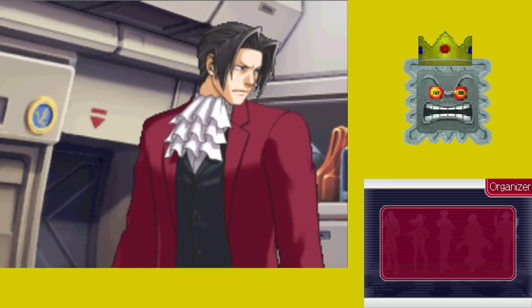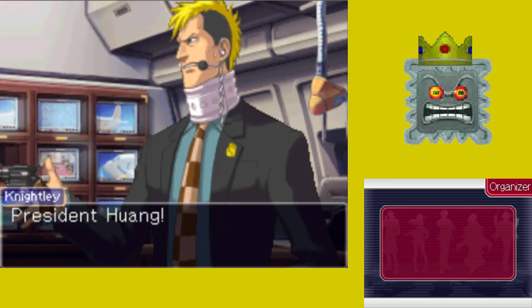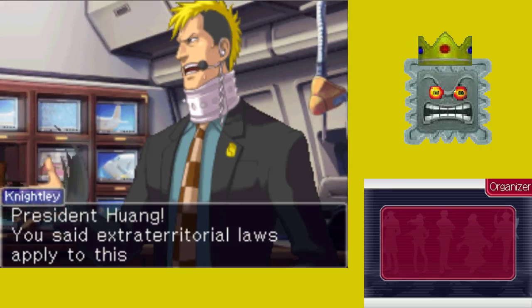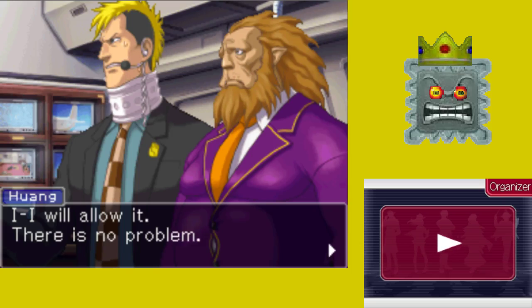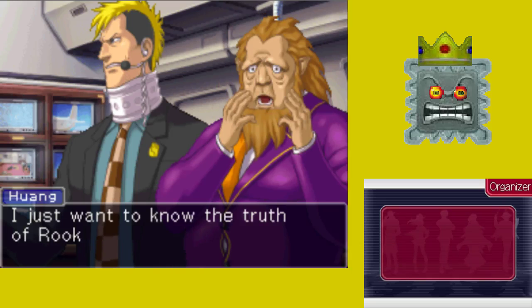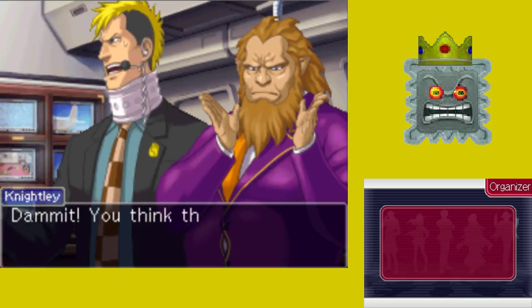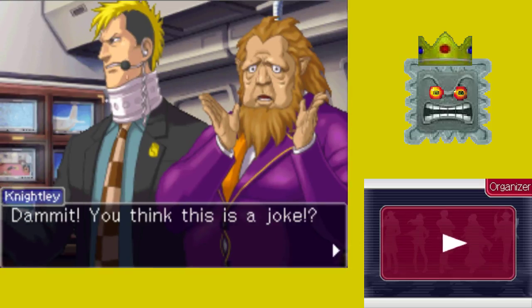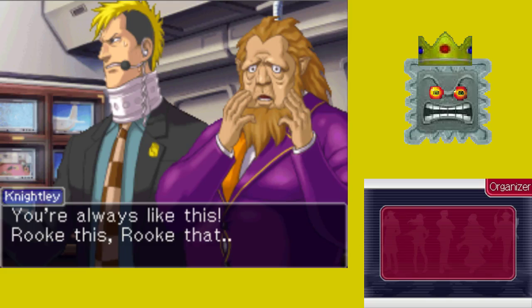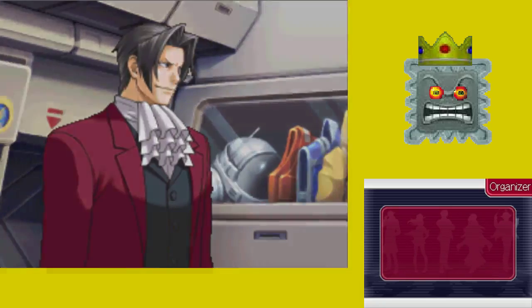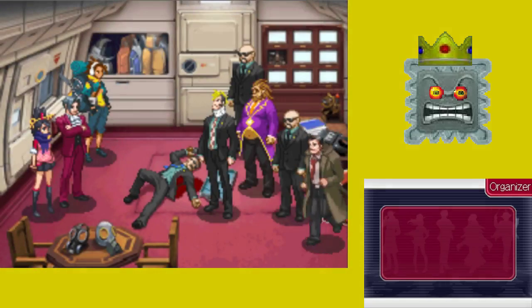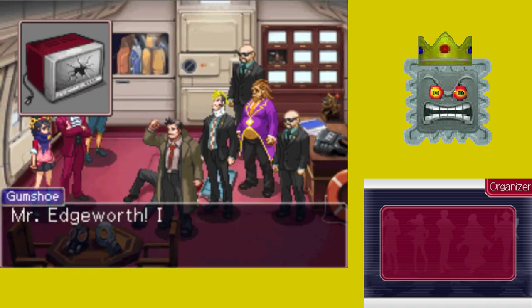Detective Gumshoe, search this plane. Roger that, Zoe! President Huang, you said extraterritorial laws apply to this plane. I will allow it. There is no problem. I just want to know the truth of Rook's death. Damn it! You think this is a joke? You're always like this. Rook's this, Rook's that. Detective, we have approval. Go ahead. Mr. Edgeworth! I found it, sir! I'm going to make it my new TV! I got a new TV, Zoe!